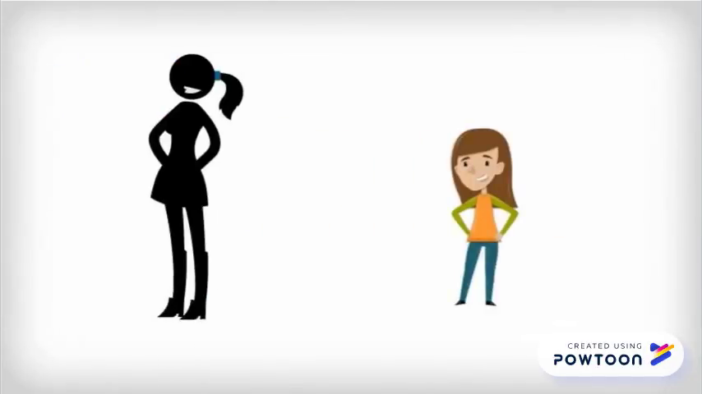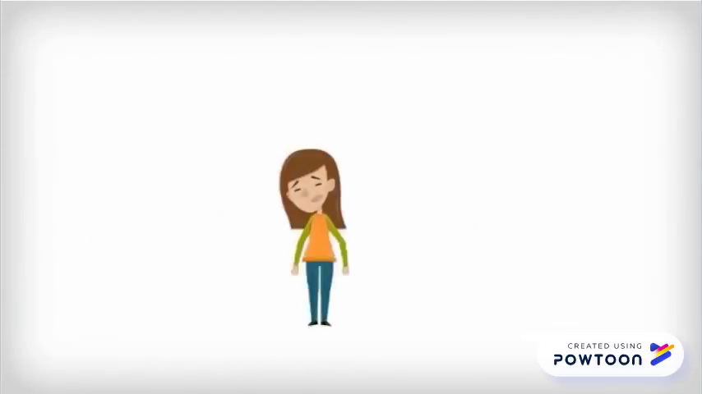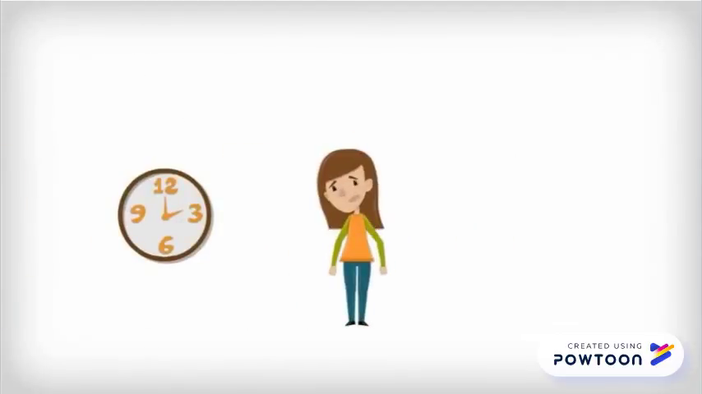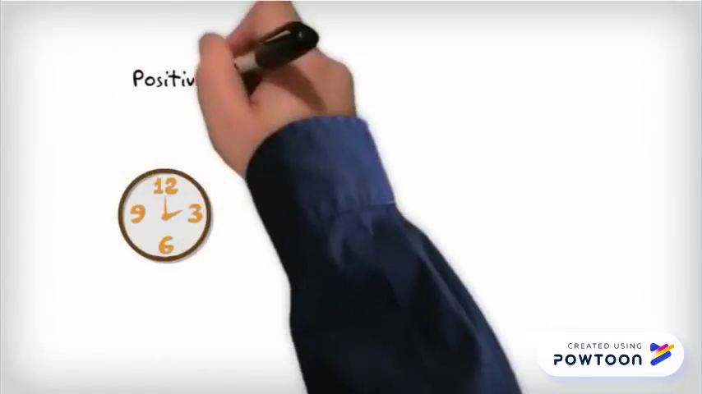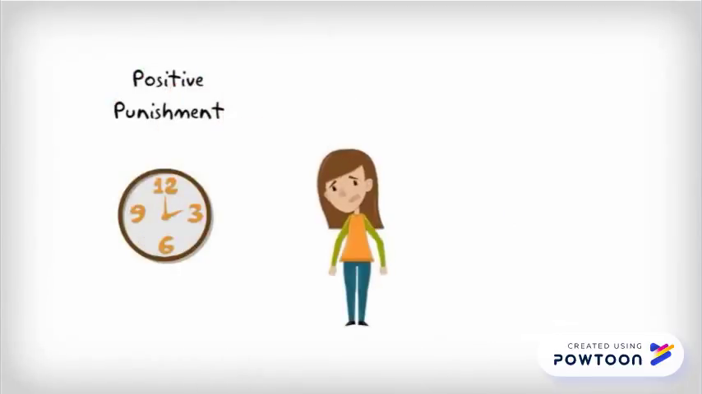Now when Susie's bad in school, her teacher makes her stay late after school, or her teacher takes up her phone. And in this situation, the time that Susie stays after school is positive punishment, because Susie gains something that she does not want.